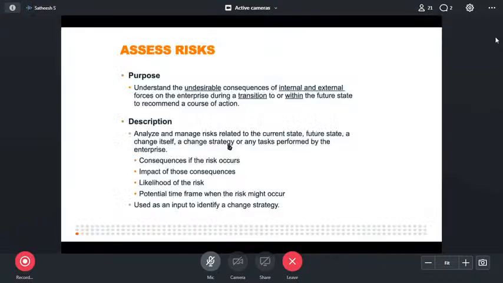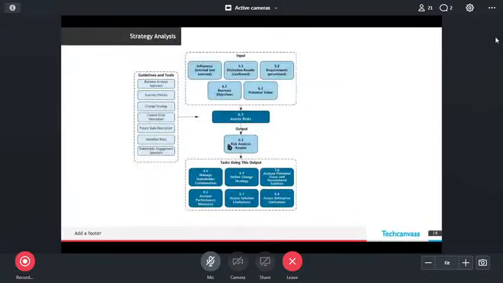So you analyze and manage risk related to the current state, future state, and change strategy: the consequence if that risk occurs, the impact of those consequences, the likelihood of that risk, and the time frame when the risk might occur. This is the most important criteria on which you provide your recommendation. You will take into consideration the influences, which can be internal or external, elicitation results, your discussions with the stakeholders, requirements, business objectives, and potential value. Then finally you come up with the risk analysis result.